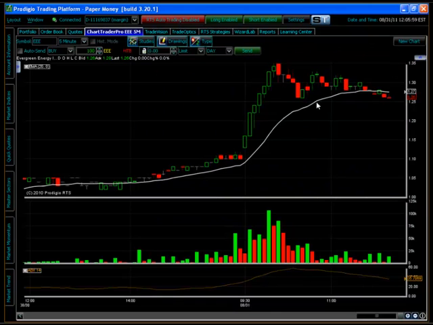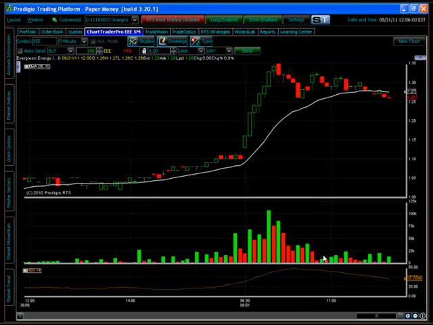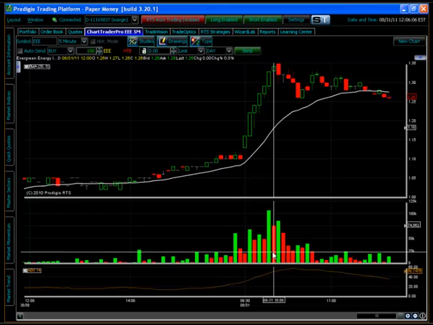So let's take a look at Triple E here. And what you'll notice on Triple E is that the volume, it has a fairly healthy volume.